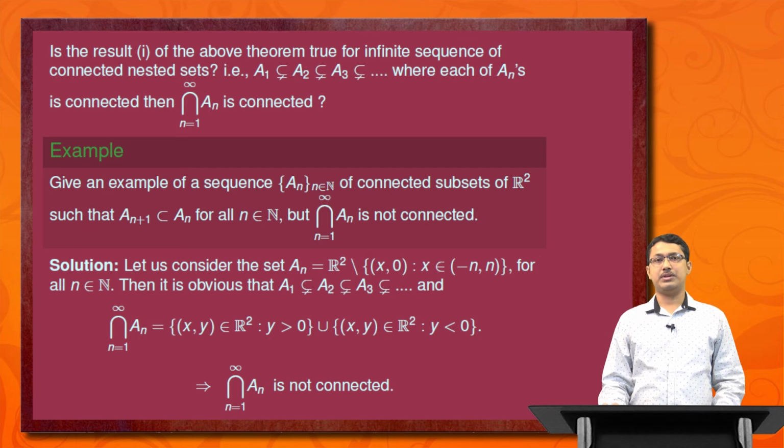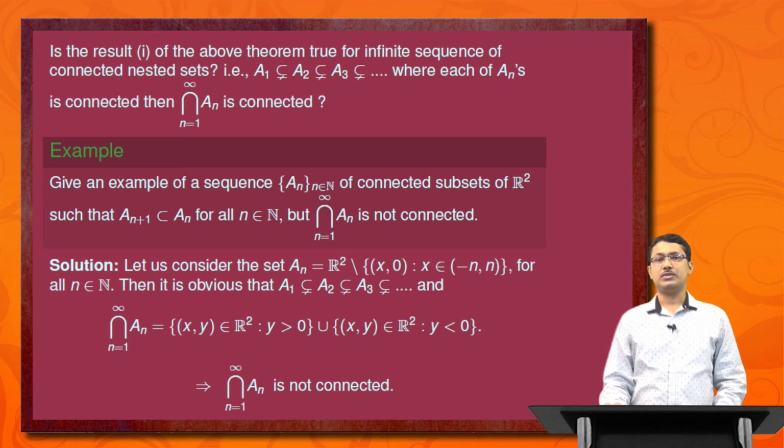Give an example of a sequence An of connected subsets of R square such that An plus 1 is a proper subset of An for all n belonging to natural numbers, but the intersection n equal to 1 to infinity of An is not connected. Solution: let us consider a set An equal to R square minus all such ordered pairs x comma 0 such that x belongs to minus n comma n, for all n belonging to natural numbers. Then it is obvious that A1 is a subset of A2, and it is obviously a proper subset of A2, and obviously a proper subset of A3 and so on.